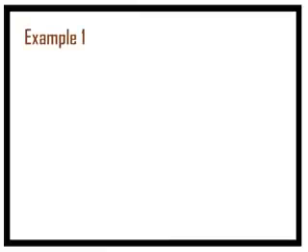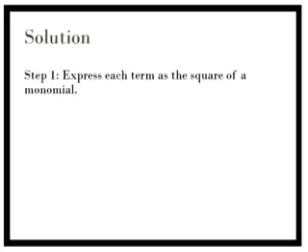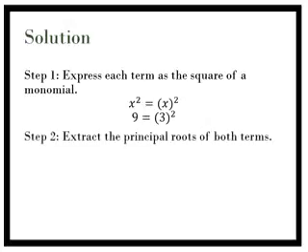We need some examples. Example number 1. Factor x squared minus 9. Solution. Step 1. We need to express each term as a square of a monomial. So x squared is equal to x raised to the power of 2 and 9 will be equal to 3 raised to the power of 2. And second, extract the principal square root of both terms.